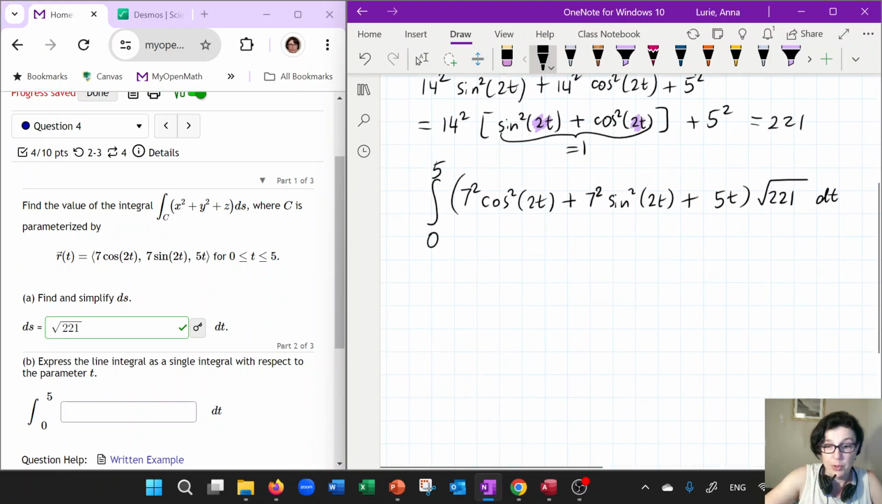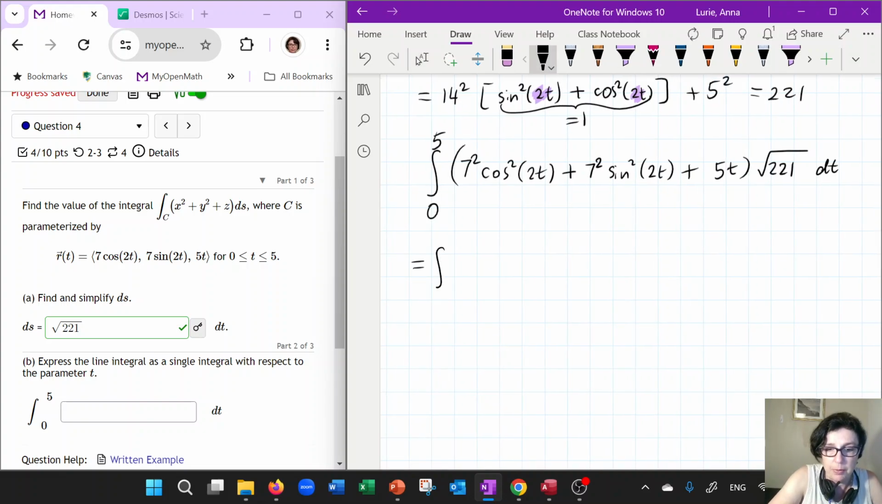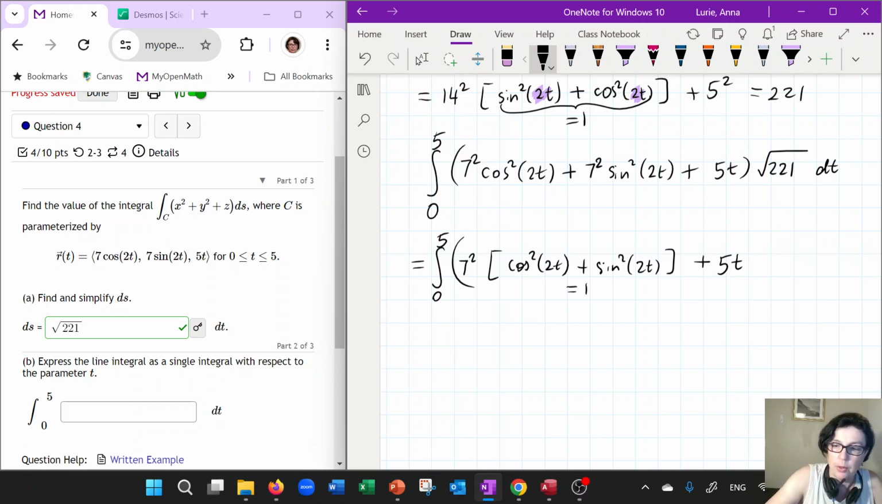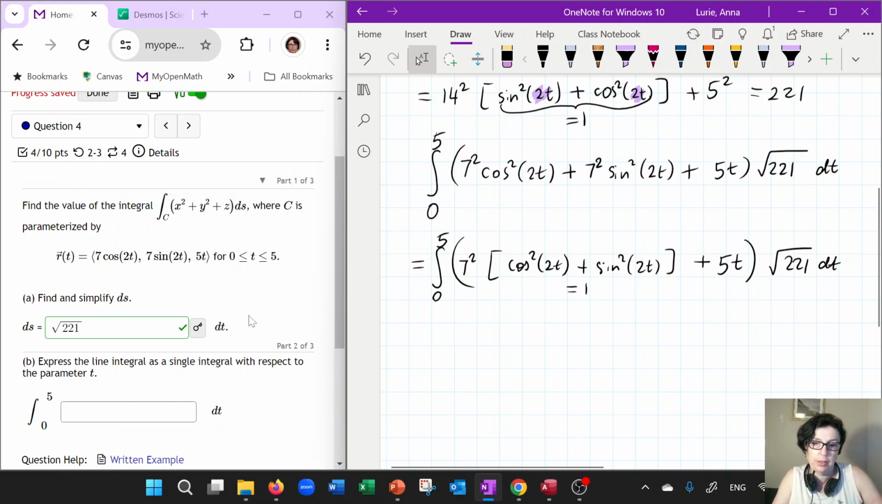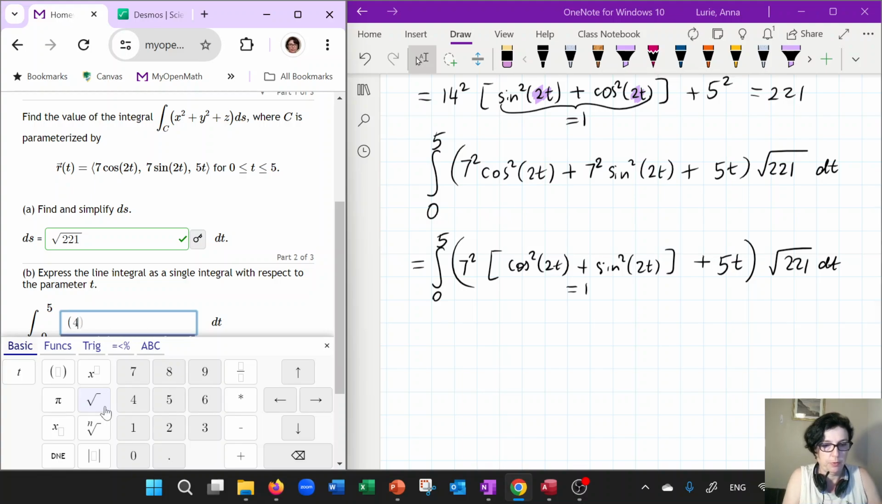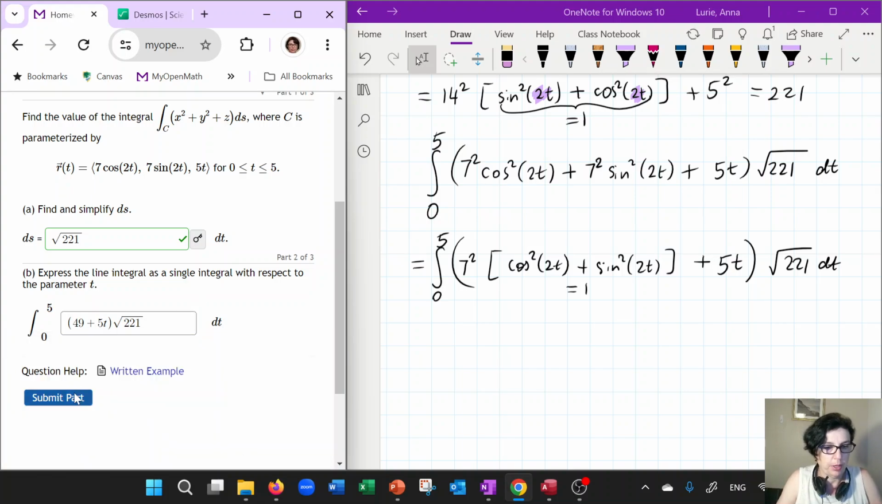And so we are almost done here, except we are going to do the exact same trick that we did when we were simplifying ds, and that is notice that 7 squared can be pulled out, and then in parentheses I will get cosine squared plus sine squared, and of course everybody already knows that that is just 1. So this is equal to 1, and then I still have 5t, and then the whole thing is multiplied by the square root of 221. So what is 7 squared? That's 49. So this will become 49 plus 5t, and then that square root, we just have to carry that along.